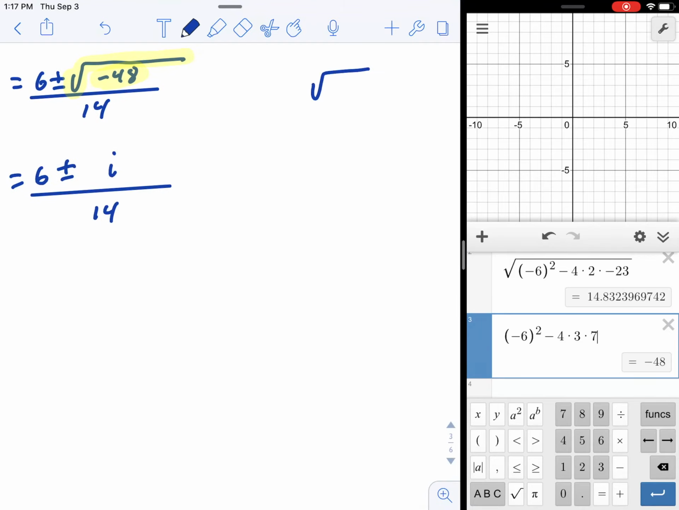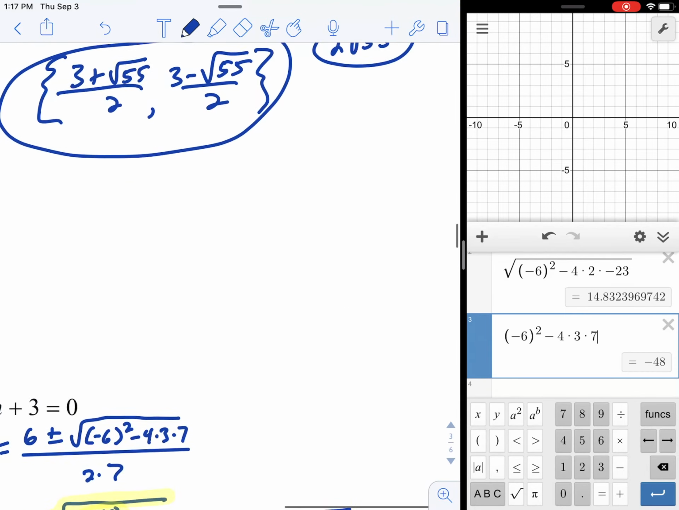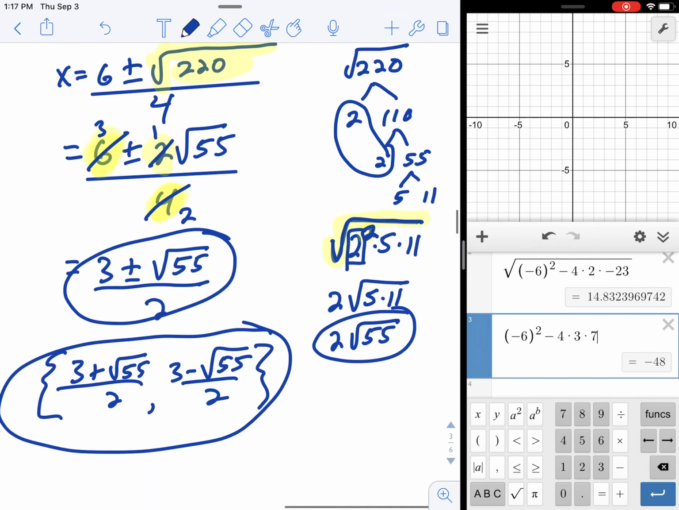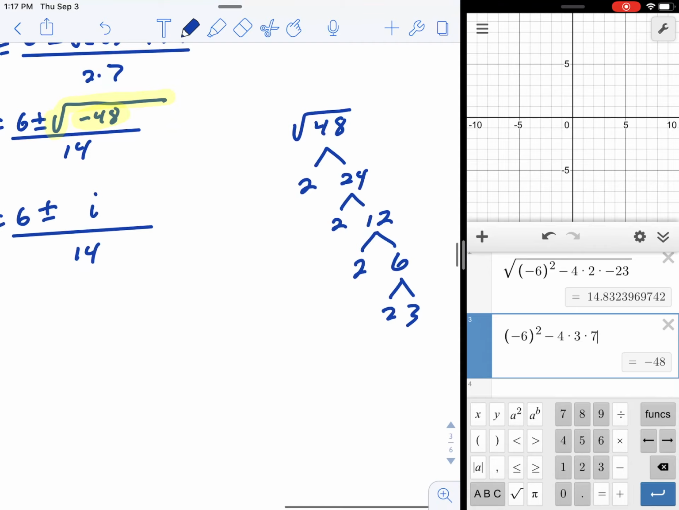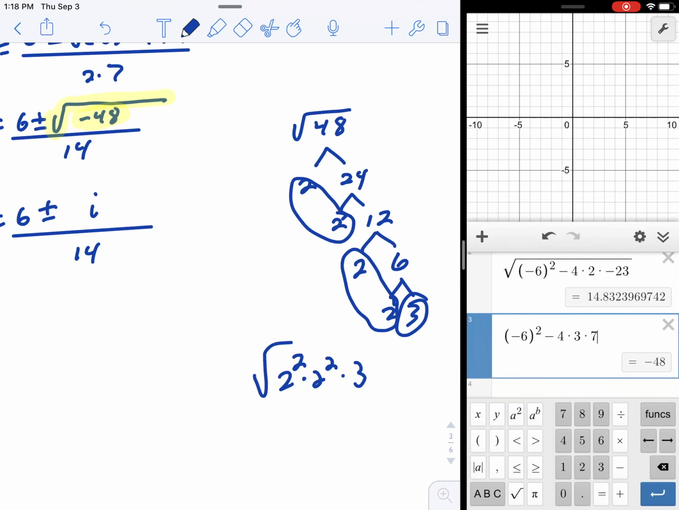All we got to do now is simplify the square root of 48, a lot like we did up here with 220. So 48 being an even number, that's 2 times 24. 24 is still an even number, that's 2 times 12. And that's 2 times 6, and that's 2 times 3. So it looks like we got a pair of 2's here. Let me make that easier to read. A pair of 2's is 2 squared. Another pair of 2's is another 2 squared. And then we have that 3 there.